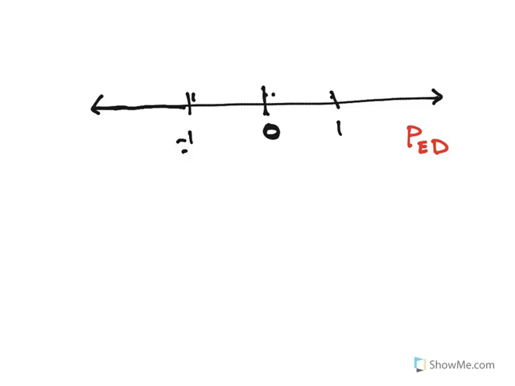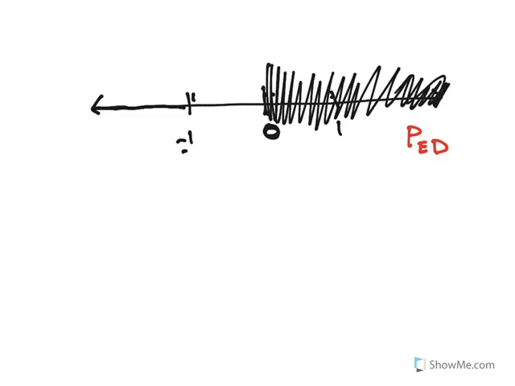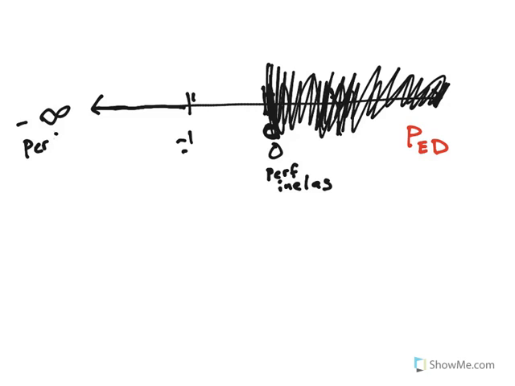Well, for one, we don't have to worry about all of this side of the number line with price elasticity of demand because it will always be a negative number, right? So 0 is perfectly inelastic. Number lines go to infinity, so that is perfectly elastic. Negative 1 is unit elastic, and everything in here between 0 and 1 in magnitude, that is our inelastic range.